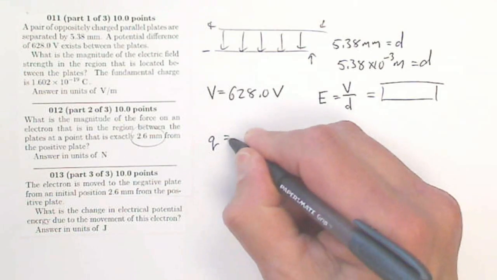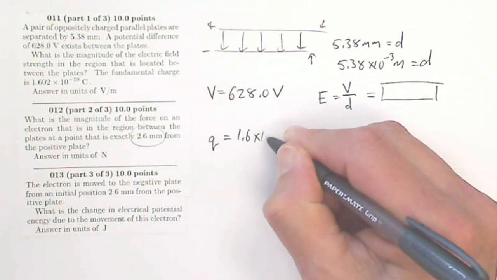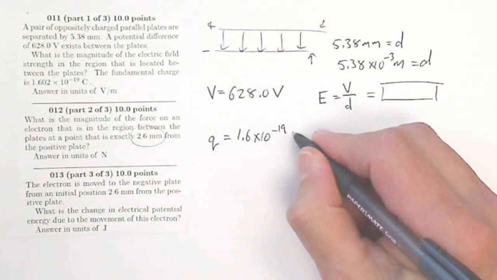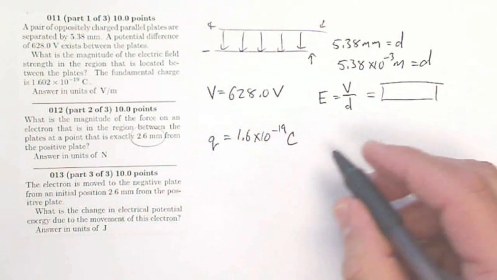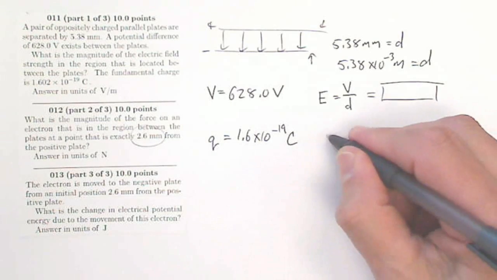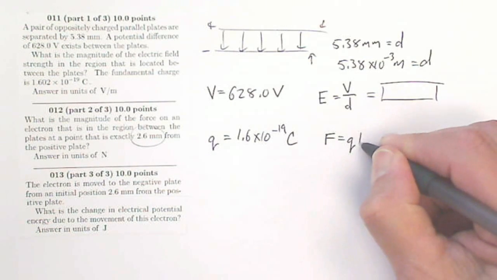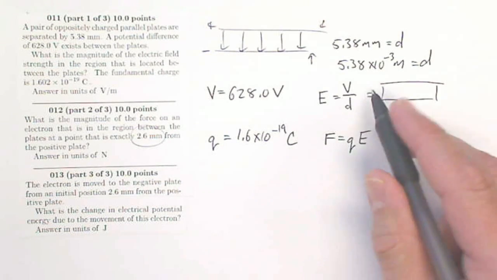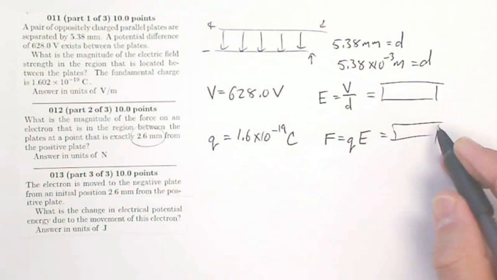So I know that the charge on the electron is 1.6 times 10 to the minus 19th, the magnitude. I know it's negative. But that's the magnitude of the charge. If it's asking for the force, I know that F equals Q times E. The charge on the electron times the electric field strength. So you know Q, you know E, you can get the force.